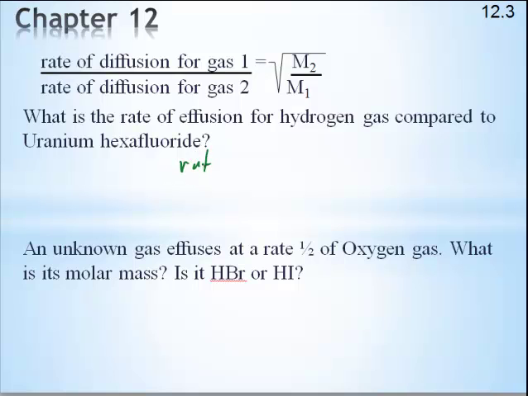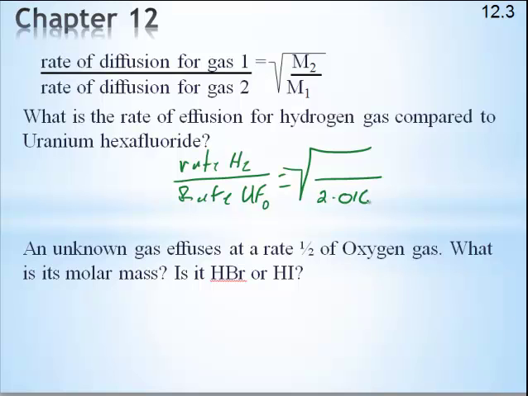So the rate of H2 over the rate of uranium hexafluoride, boy, that's kind of an interesting compound, UF6, right, equals the square root of the molar mass of UF6 over the molar mass of H2. So what's the molar mass of H2 gas? Well, it's 2.016, right? And what's the molar mass of UF6? Well, if you were to calculate it out, which I have, 352.02 grams per mole, right?